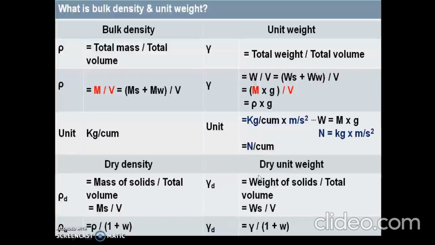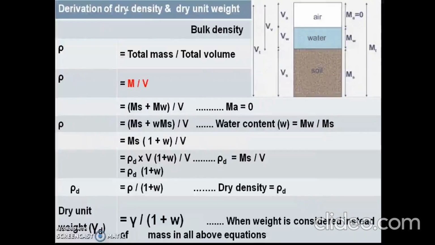Dry unit weight is represented by gamma d, which is ratio of weight of solids to total volume. That is Ws divided by V. Gamma d also can be calculated using formula gamma divided by 1 plus W. Now we will derive equations to find dry density and dry unit weight.